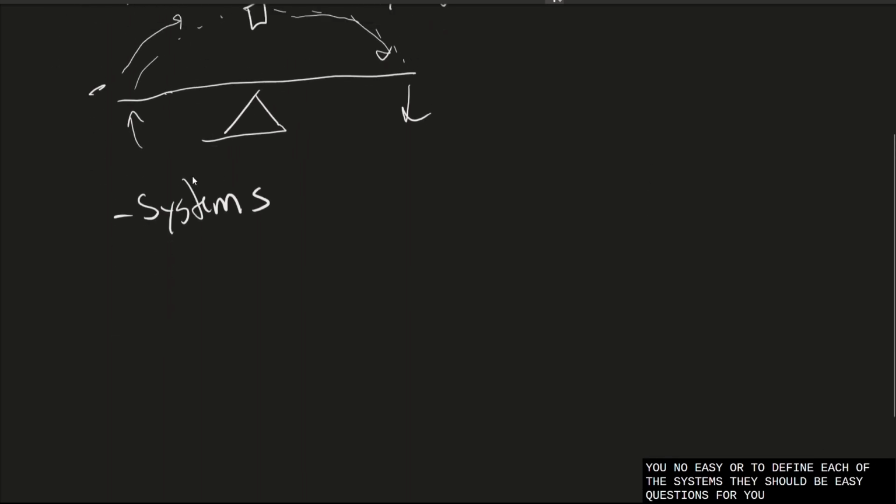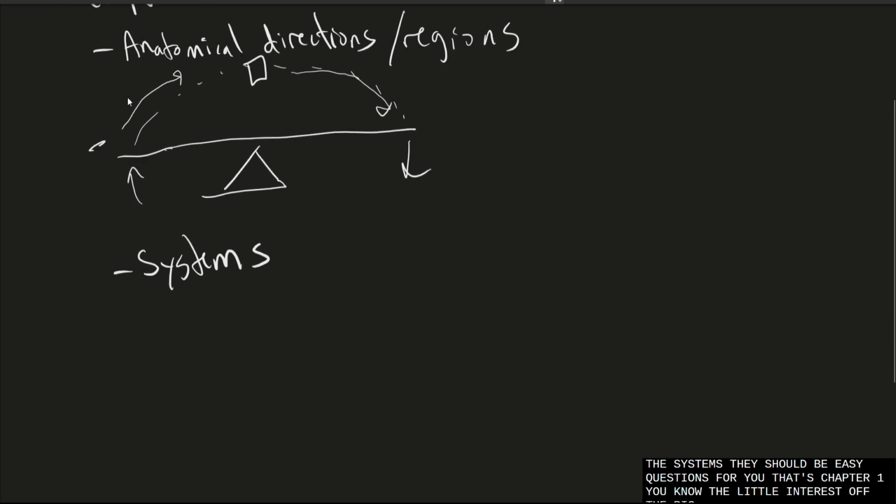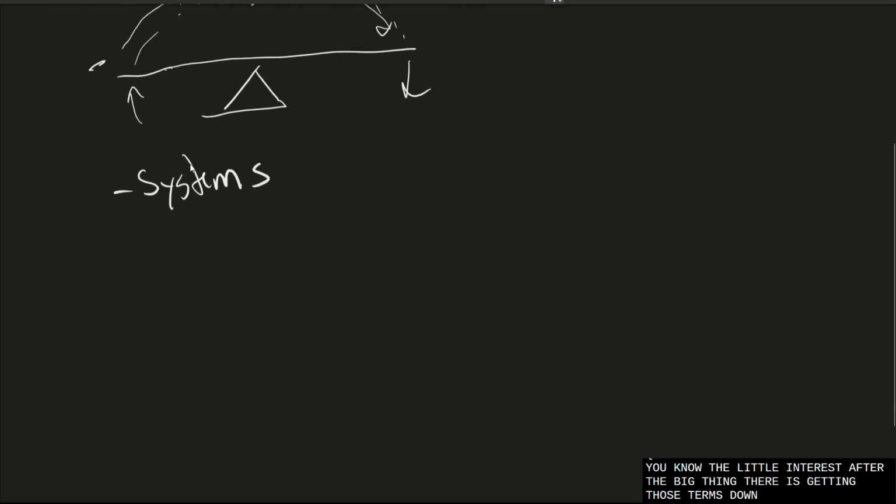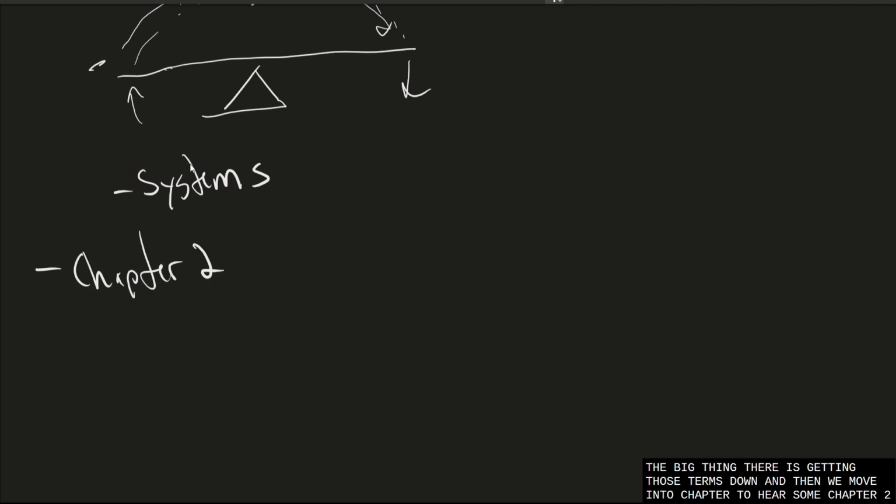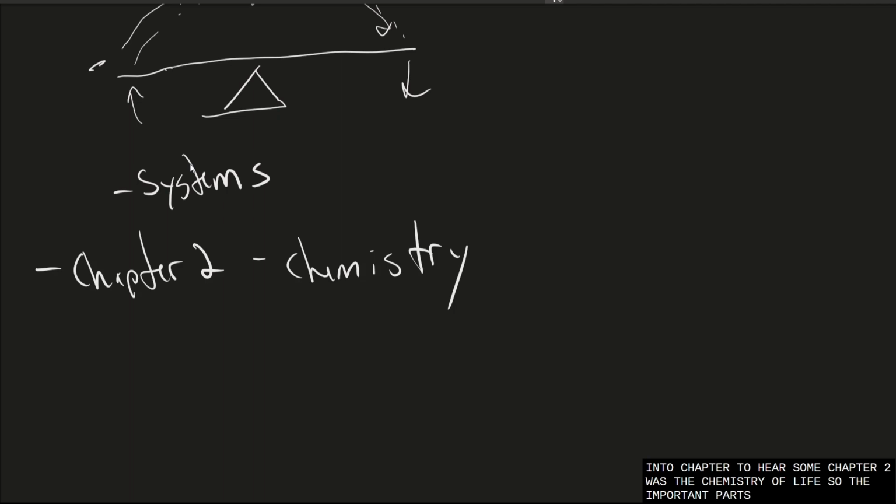So that's chapter 1, the little intro stuff. The big thing there is getting those terms down. And then we move into chapter 2 here. So chapter 2 was the chemistry of life. So the important parts of all the chemistry. So this includes the macromolecules.